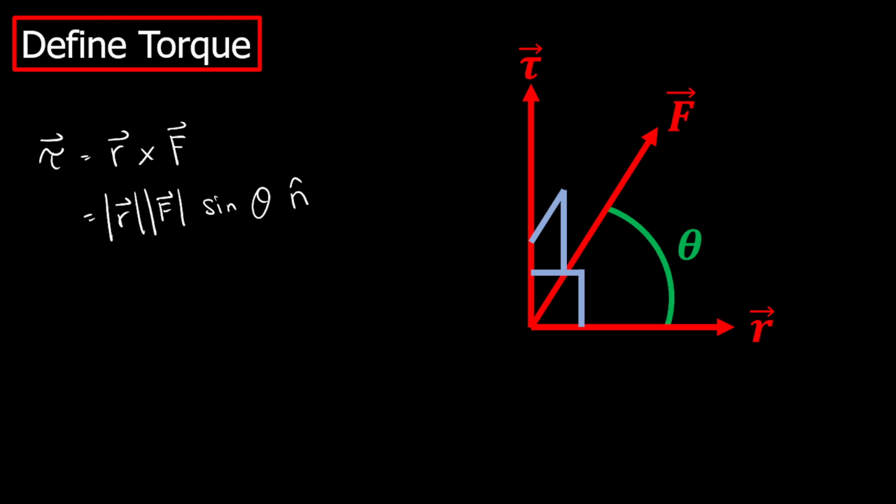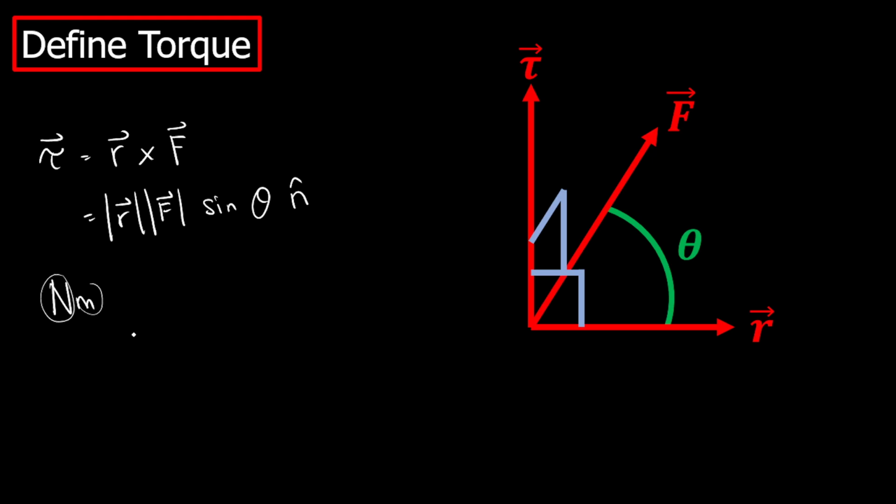Another name for torque is a moment of force, or turning effect, or rotational force. It varies between fields of physics, but generally torque refers to this cross product between r and F. The unit here is the Newton meter, with the meter coming from the distance or displacement, and the Newton from the force.